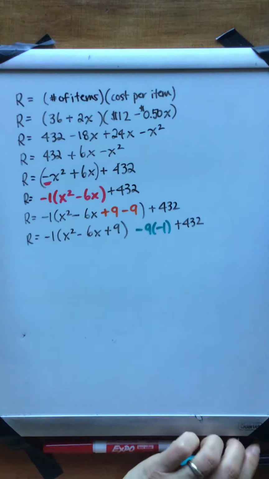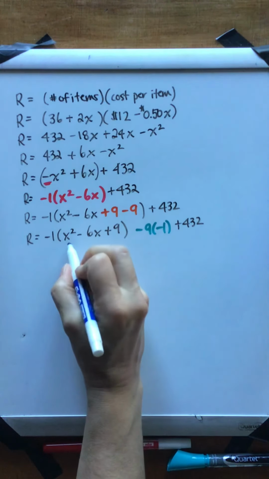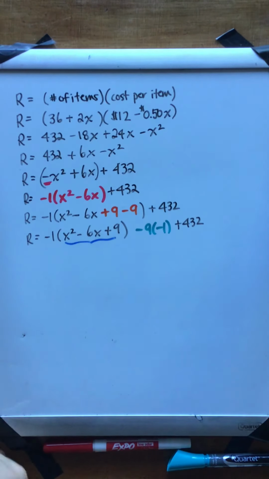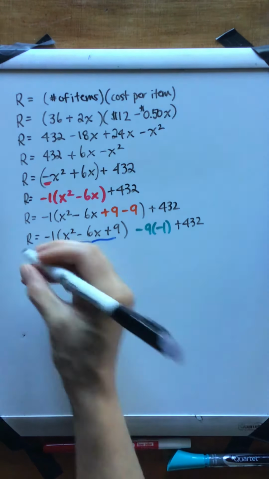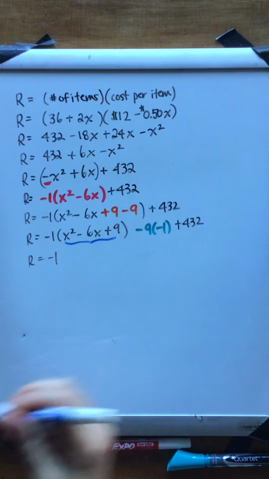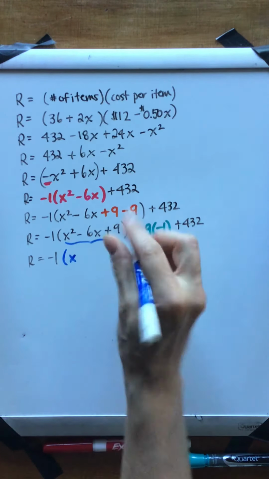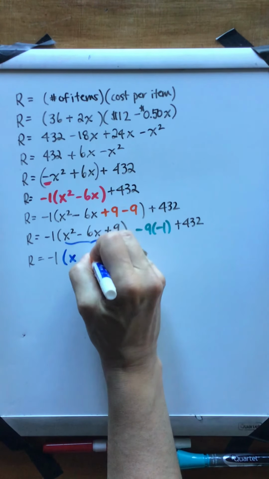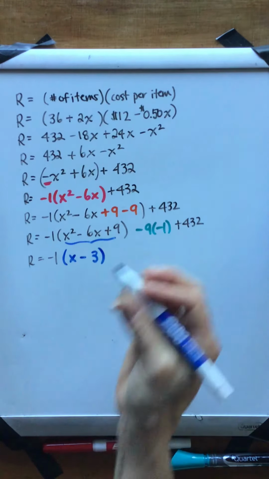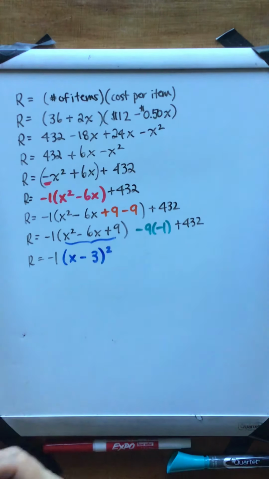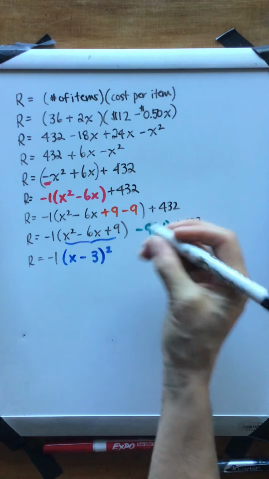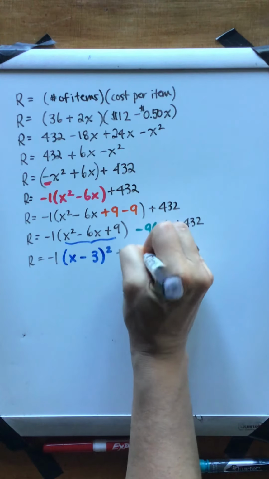Our final step is to factor this perfect square trinomial and to simplify what's outside of the brackets as well. So I can say that revenue equals negative 1 times... In factoring it, I'm going to take the square root of x squared, which is x, the square root of 9, which is 3. I'm going to decide if it's positive or negative by looking here at the b value. It's going to be negative. And on the outside, I have positive 9 plus 432, which is going to make this a plus 441.